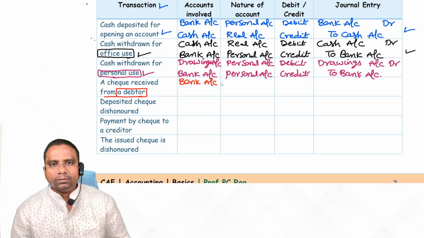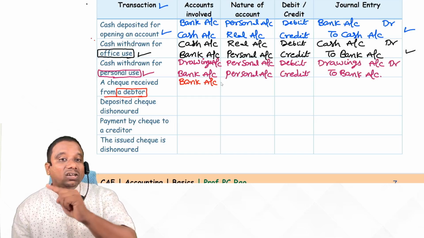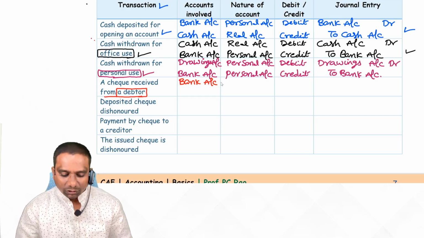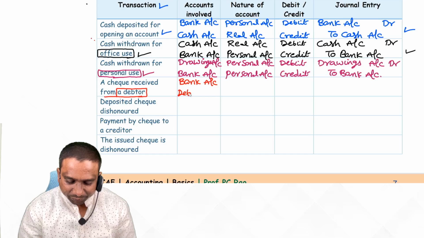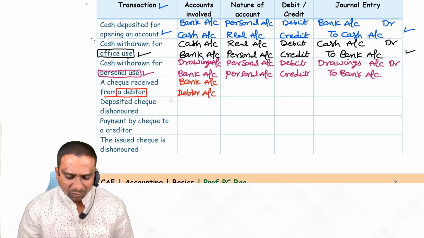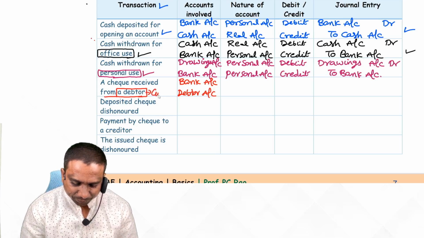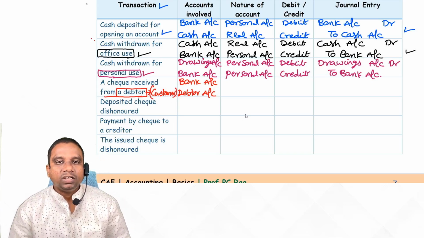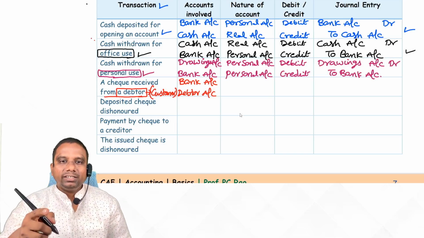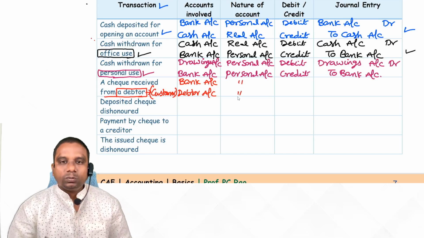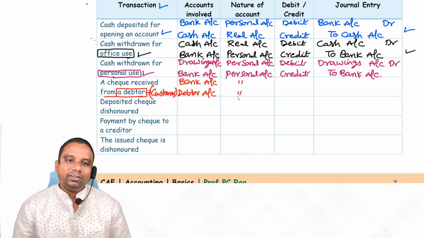Then who is the giver? Debtor is the giver. Who is giving this check? Debtor. So debtor account. Debtor is nothing but our customer. Yes or no? Now tell me: bank is a personal account, and debtor is also a personal account.